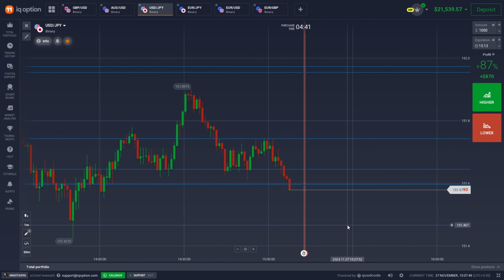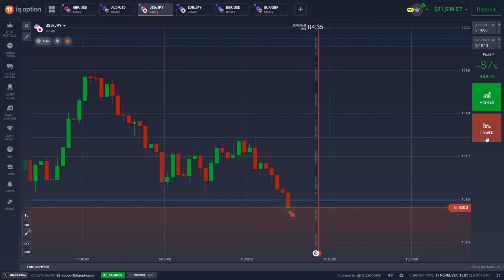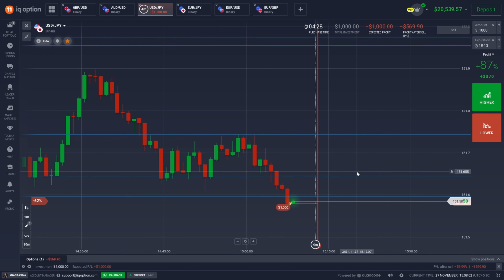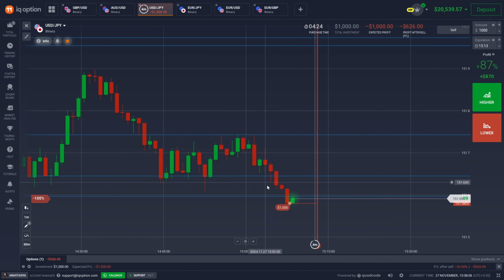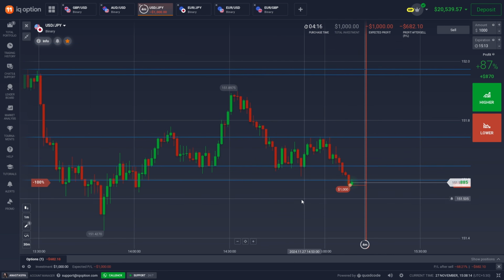Okay, it looks like a breakout, and so we have taken our trade here. The reason is very simple. The market broke the support zone, which previously was holding the market and was pushing it in the upward direction.